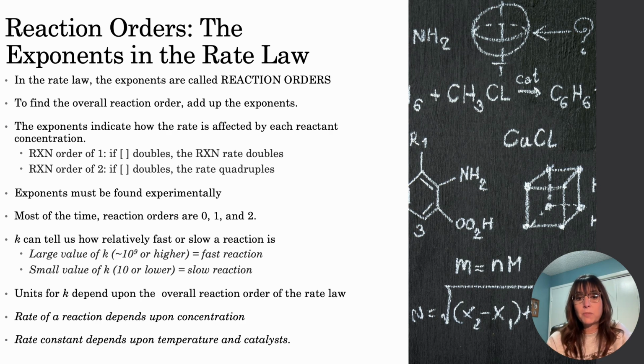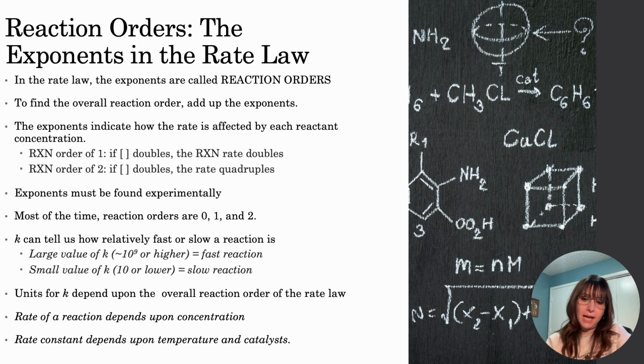Exponents are found experimentally. I'll show you that in a second. And most of the time, we are only dealing with reaction orders of 0, 1, and 2. Anything above that is very rare. It doesn't happen very often. The little value of K, that constant, can actually tell us how fast or slow a reaction is. If it's a really large K value, like 10 to the 9th or higher, it is a fast reaction. If it's just 10 to the 1 or lower, it's going to be very slow.